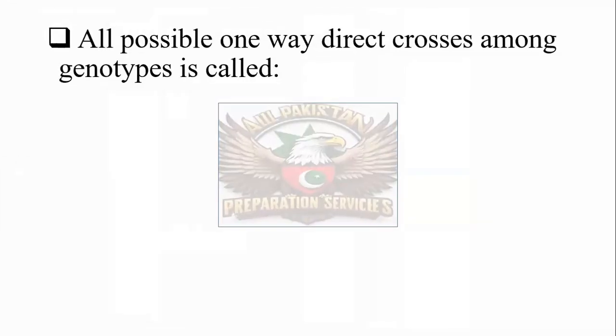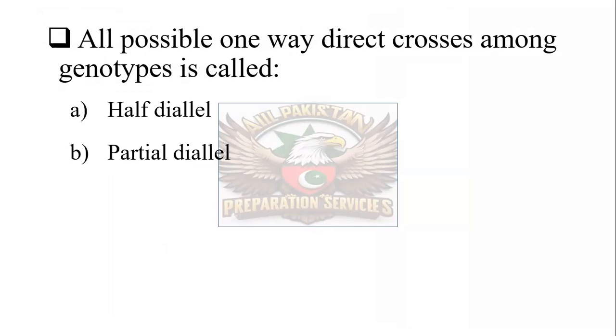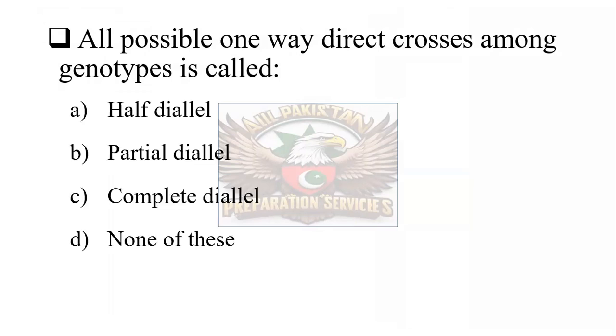All possible one-way direct crosses among the genotypes are called half diallel, partial diallel, complete diallel, or none of these. The correct one is half diallel. All possible one-way direct crosses among the genotypes are called half diallel.